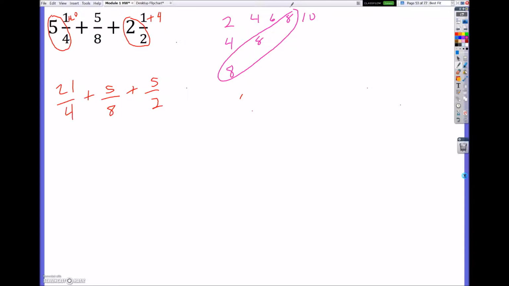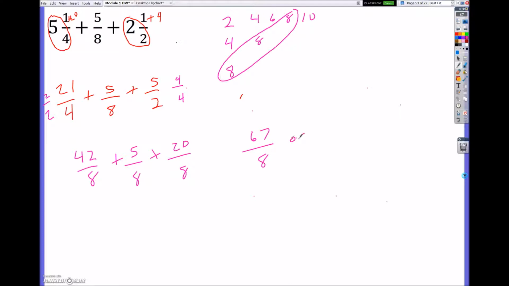So that means for this 21 over 4, I'm going to multiply the numerator and the denominator by 2. 5/8 I'm going to leave the same, and 5 over 2 I'm going to multiply the numerator and the denominator by 4. This will give me 42 over 8 plus 5 over 8 plus 20 over 8. So when I add all these up now, 42 plus 20 is 62, plus 5 is 67. And that's all over 8.